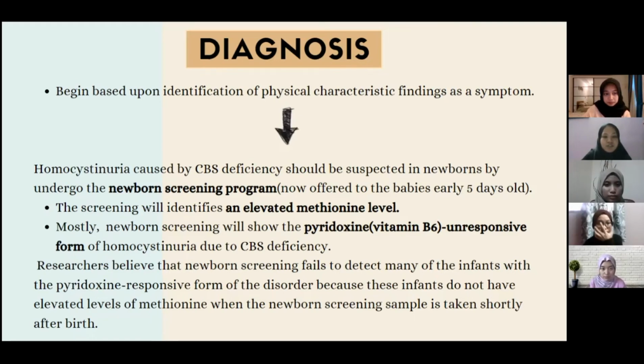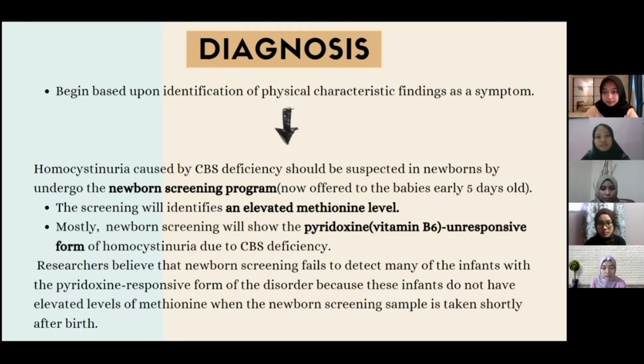Under this program, the screening will identify an elevated methionine level, and mostly newborn screening will show the pyridoxine, vitamin B6, unresponsive form of homocystinuria due to CBS deficiency. Some researchers believe that newborn screening fails to detect many of the infants with the pyridoxine responsive form of the disorder because these infants do not have an elevated level of methionine when the newborn screening sample is taken shortly after birth. So for this part, the homocystinuria disease will be detected once the symptoms appear.